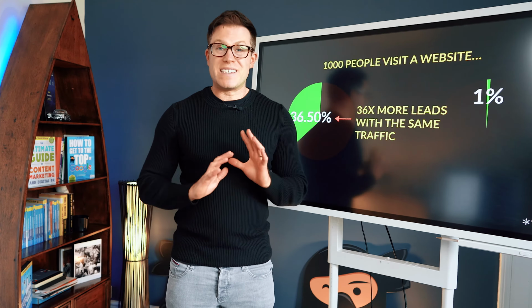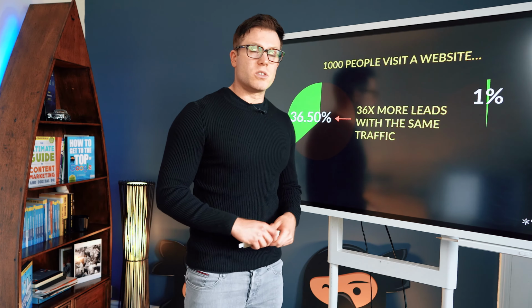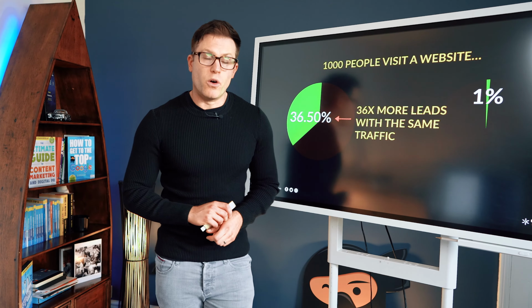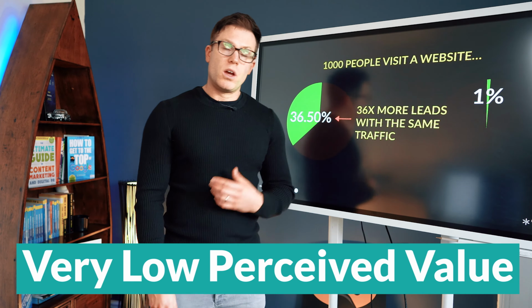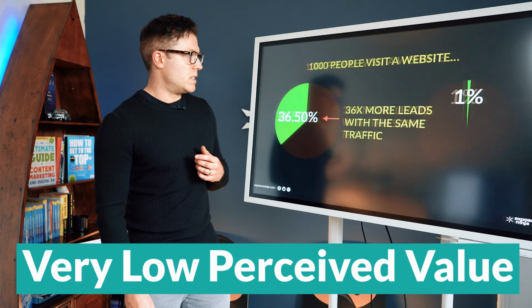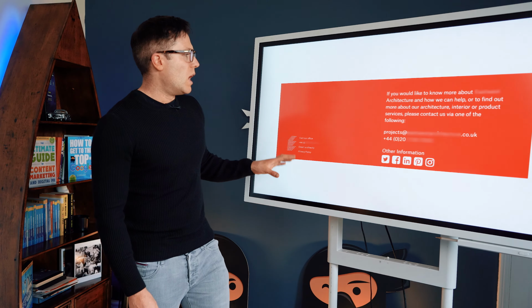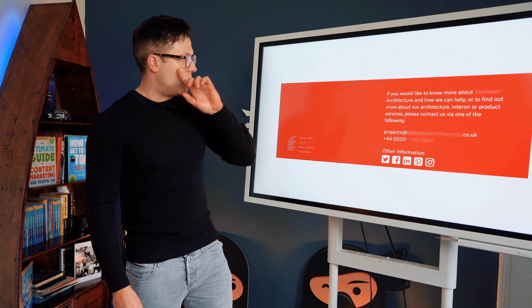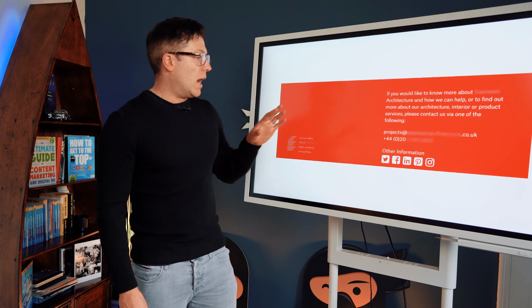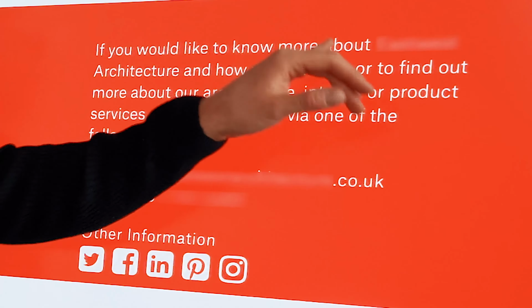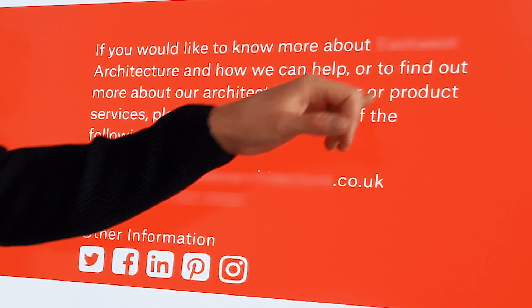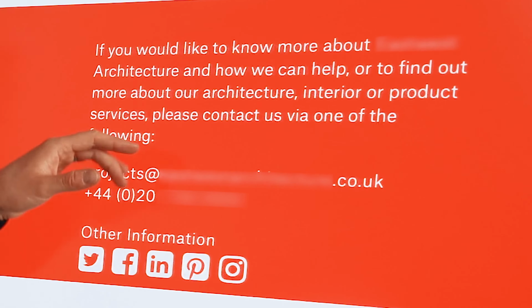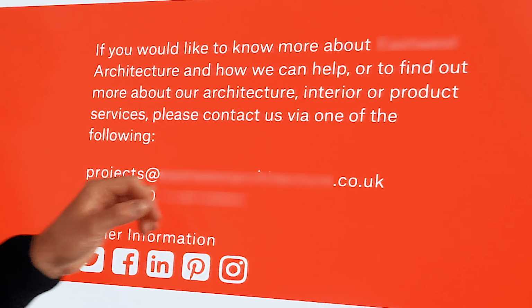Now, before we move forward and talk about what makes a perfect call to action, I want to show you some calls to action that underperform. So this first example is what we call a very low perceived value call to action, or an LPV CTA. Here we've got a paragraph of text on this website for an architecture practice. The text says, if you would like to know more about the architecture firm and how we can help, or find out more about our architecture, interior or product services, please contact us via one of the following. Then we've got an email address and a phone number.